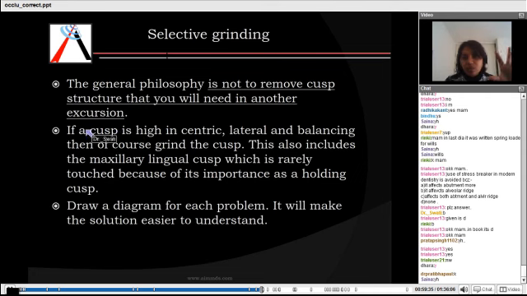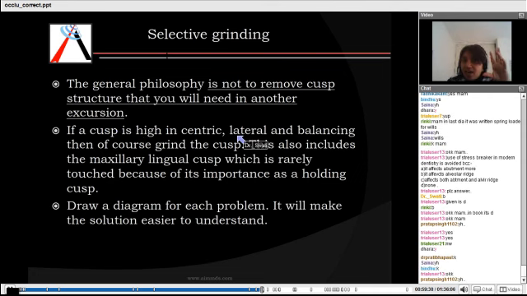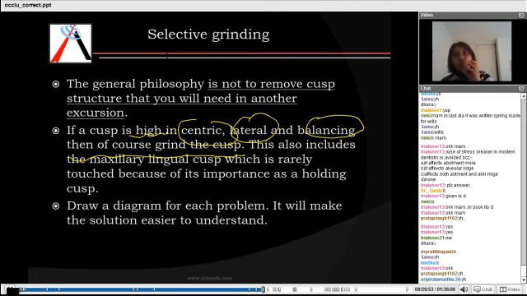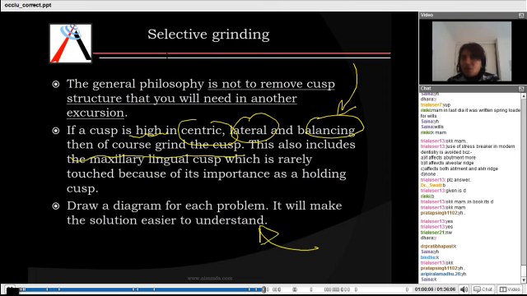Keep telling me so that I can move on. Okay? So if the cusp is high in centric, lateral and balancing, if the cusp is high in all 3 scenarios, then of course you can grind the cusp. This will also include your functional cusp. If your functional cusp is high in all the 3 excursions, you can grind it. Every time you solve a problem, draw the diagram. That will make the solution easy to understand.